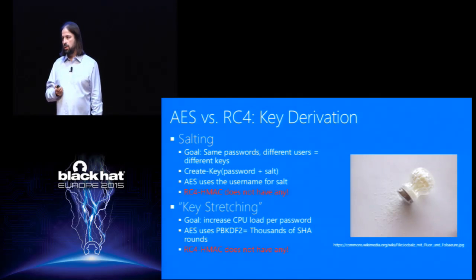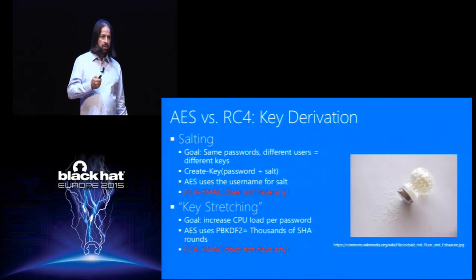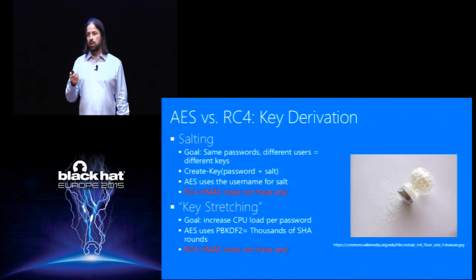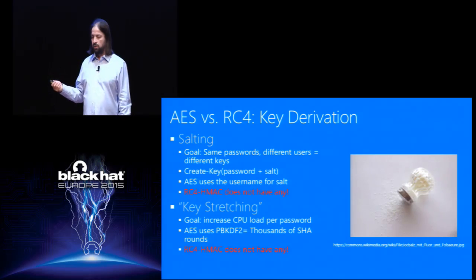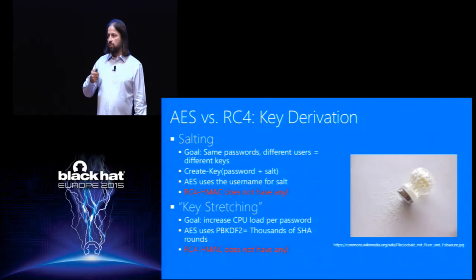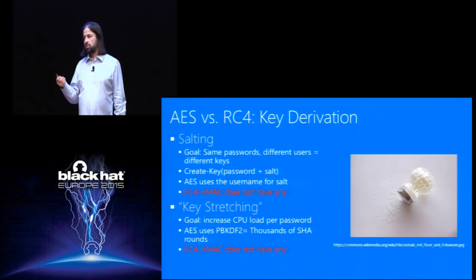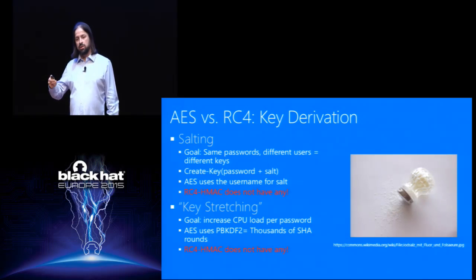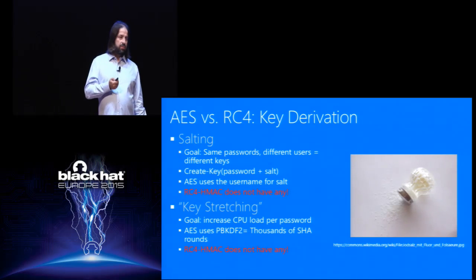Another technique is key stretching. Its goal is to increase the amount of CPU required to check whether a single password is the correct one or not, therefore rendering a mass brute force attack infeasible. AES uses the PBKDF2 standard, which is the password-based key derivation function 2 standard, which basically performs thousands of SHA rounds. In the case of Windows, it's 4K rounds by default. RC4, again, doesn't do any key stretching.